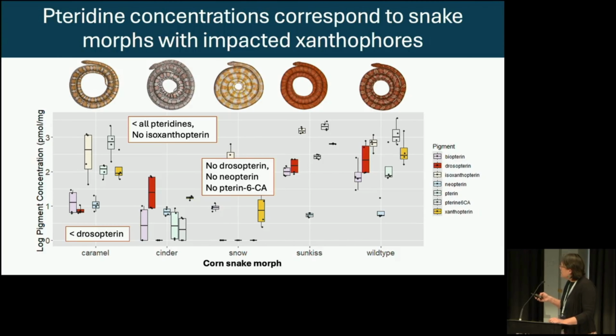We can get more clues by looking at mutations in the corn snake morphs. So this shows pigment concentrations. I'm sorry, it's a busy slide, but you can see, for example, in this cinder morph of the corn snake, it has no isoxanthopterin, and Atenase has identified the specific mutation involved. So we can start getting clues. And I should say this snake has very few xanthophores, and their organelles are heavily impacted. So it gives us clues that it may be limited, I guess, to the xanthophores.